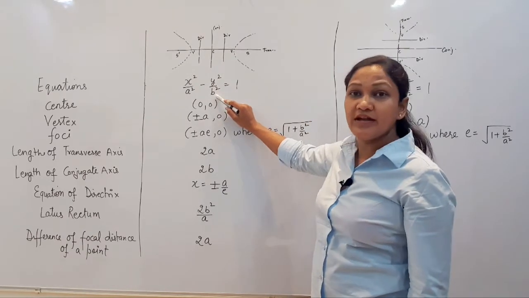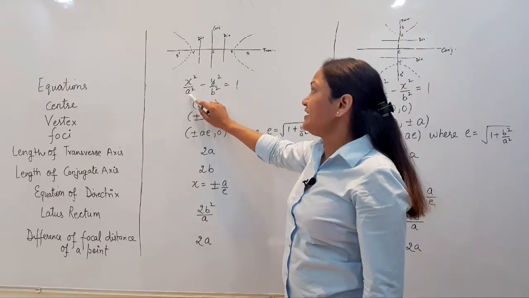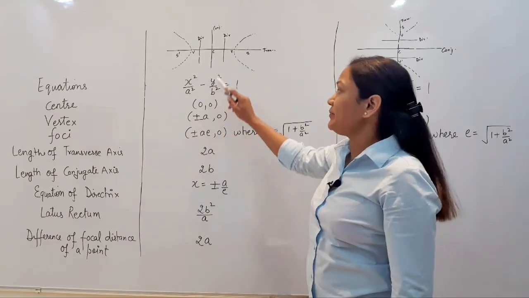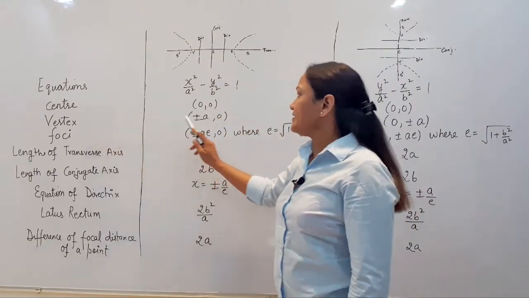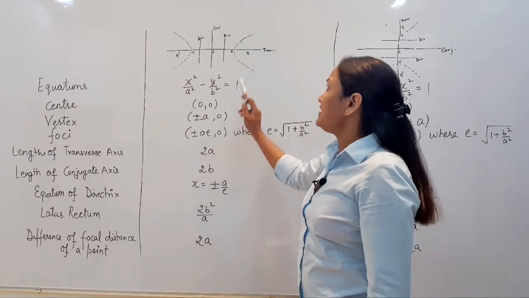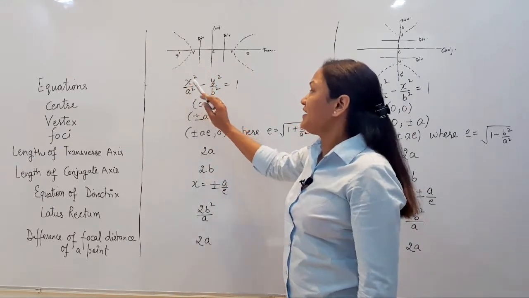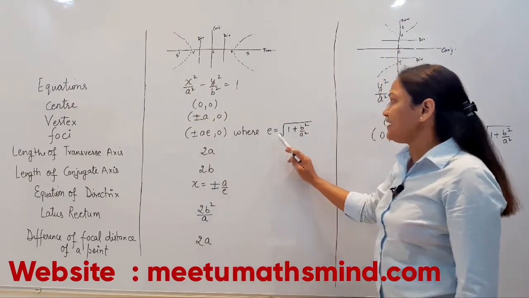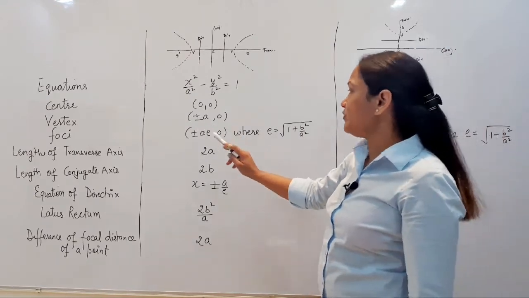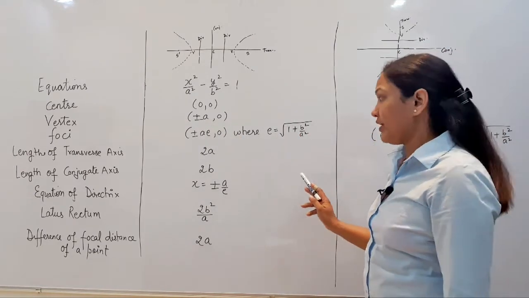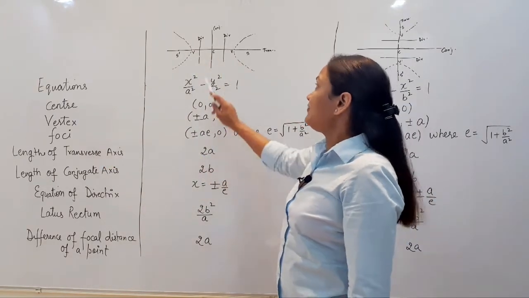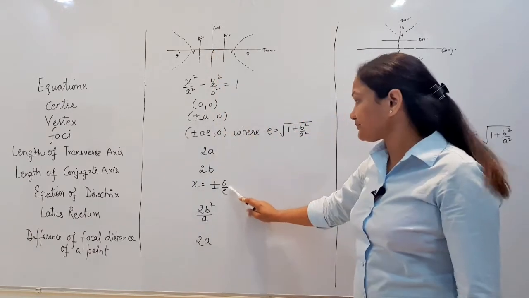So y square के नीचे b square आया है और x square के नीचे आपका length of transverse axis आया है. Now the center of this type of hyperbola is at origin. Vertex is (a,0) and (-a,0). Foci are (ae,0) and (-ae,0), and for these foci your eccentricity is root of 1 plus b square upon a square. For the hyperbola your eccentricity is always greater than 1. Length of transverse axis is 2a and length of conjugate axis is 2b.